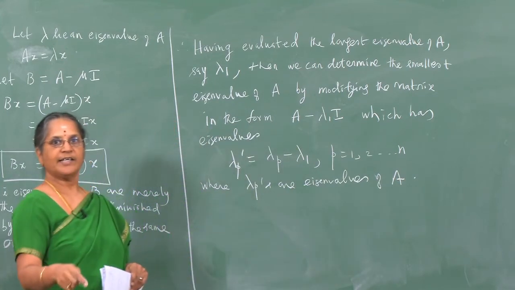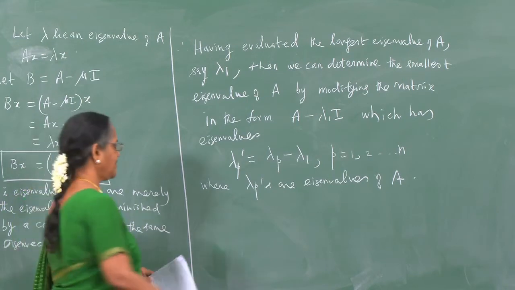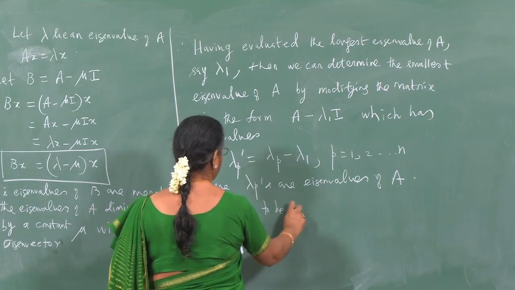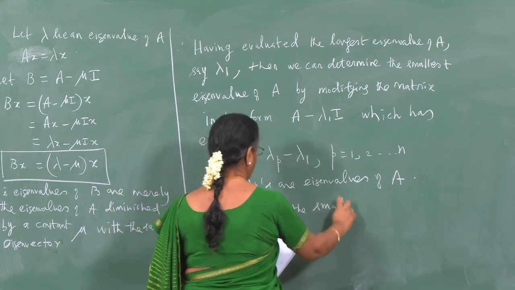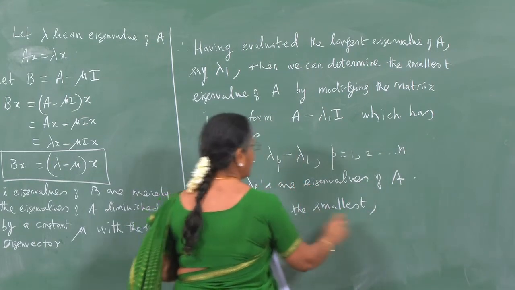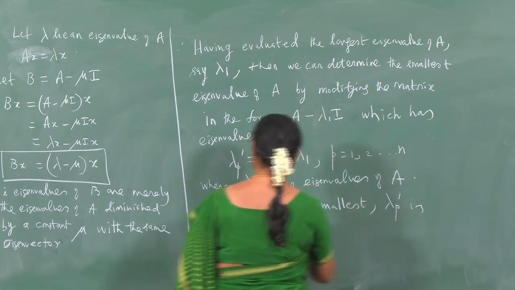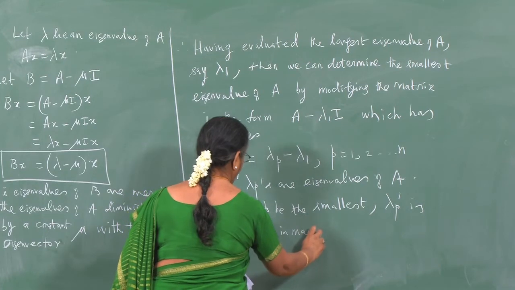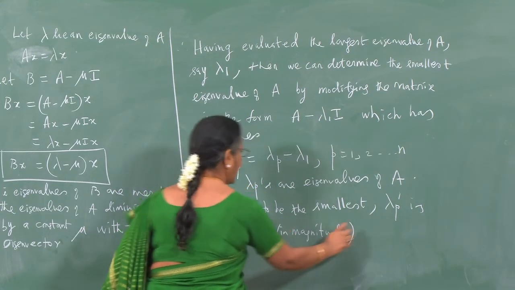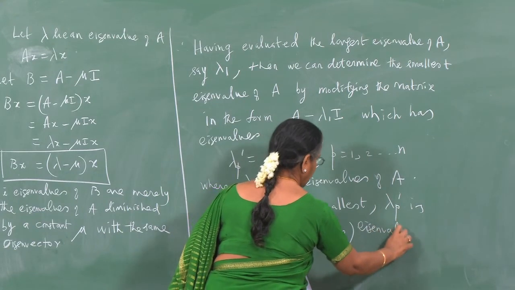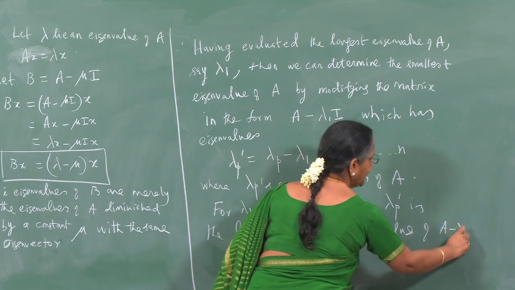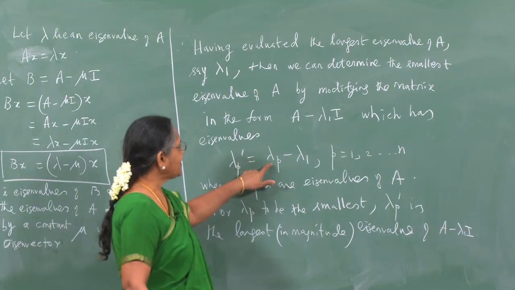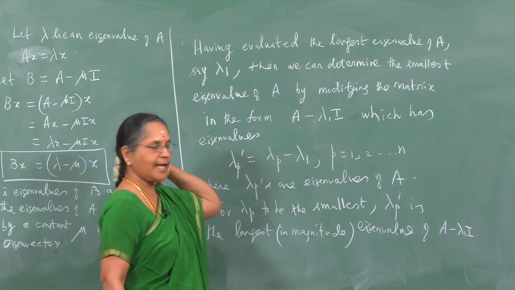Right. Now, I want lambda p to be the smallest. So, for lambda p to be the smallest, lambda p dashed must be the largest in magnitude eigenvalue of which matrix? A minus lambda 1 into I. What are lambda p's? They are the eigenvalues of the given matrix A.